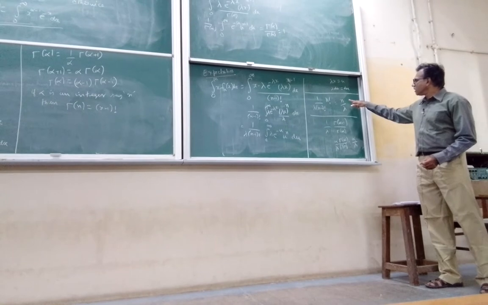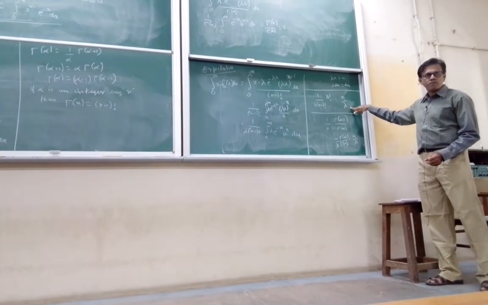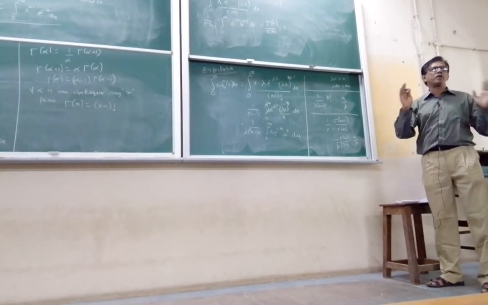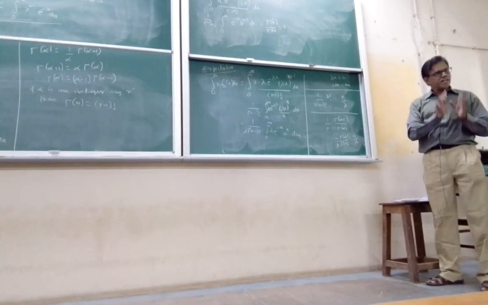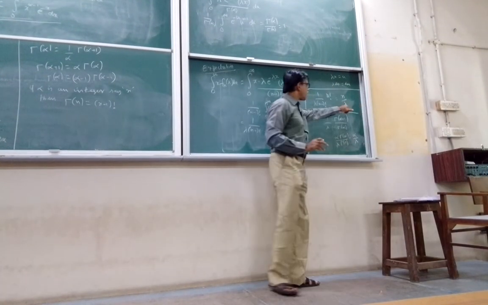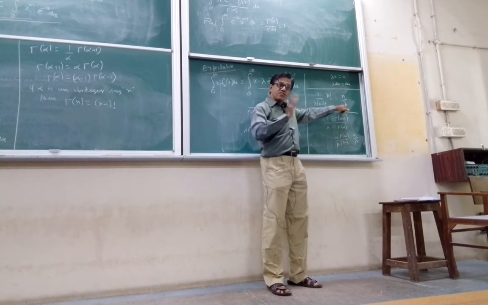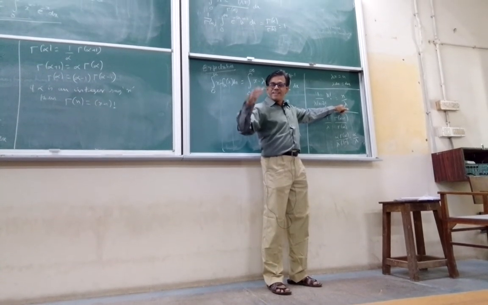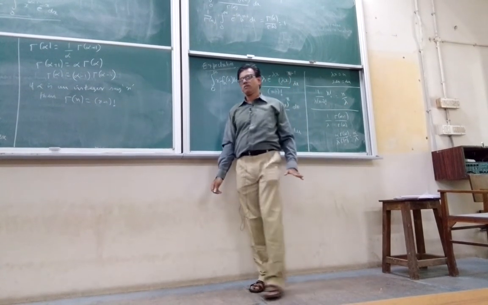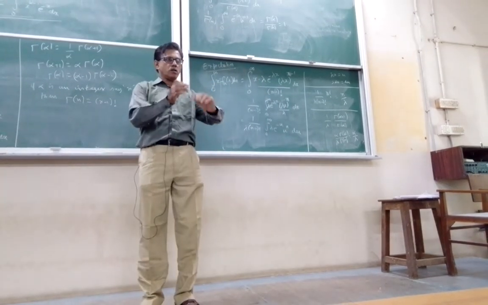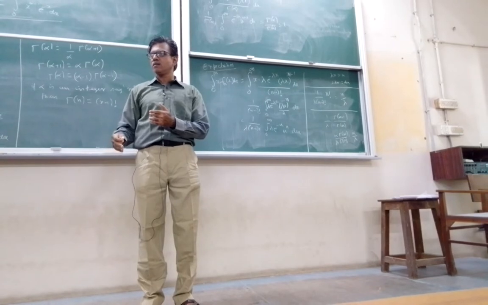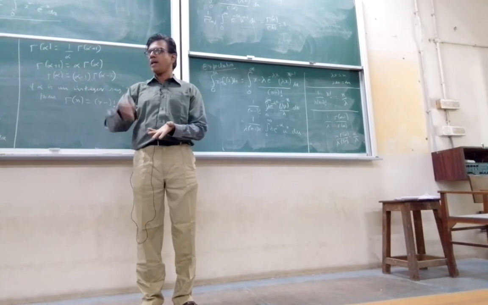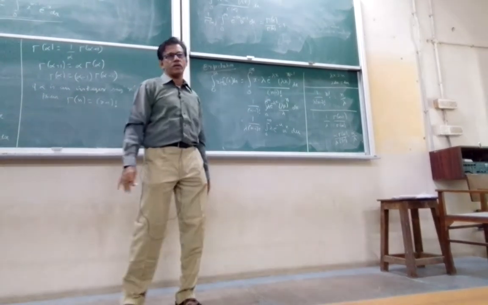Or for the Erlang, it is n by lambda. We have said that an Erlang distribution is nothing but the sum of n exponential distributions. Each exponential distribution has an expectation of 1 over lambda. The expectation of the sum will be n times 1 over lambda, which is n by lambda. That is how it comes. Because you go through n exponential servers, each with a service time of 1 over lambda, and the total service time expectation is 1 by lambda plus 1 by lambda, n times, so n by lambda. That is how it comes.